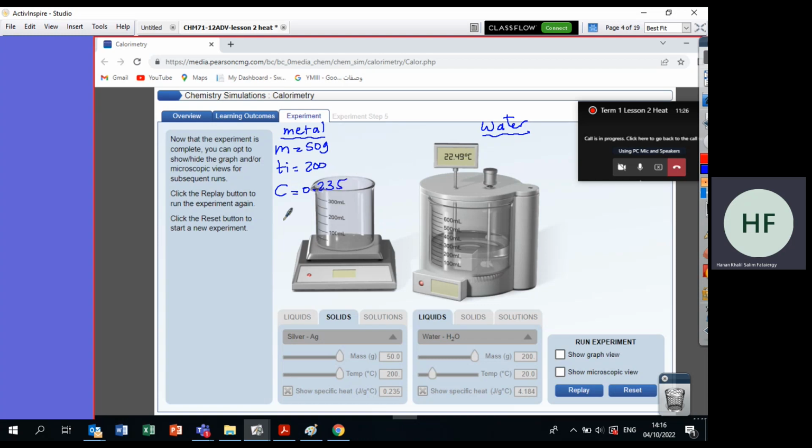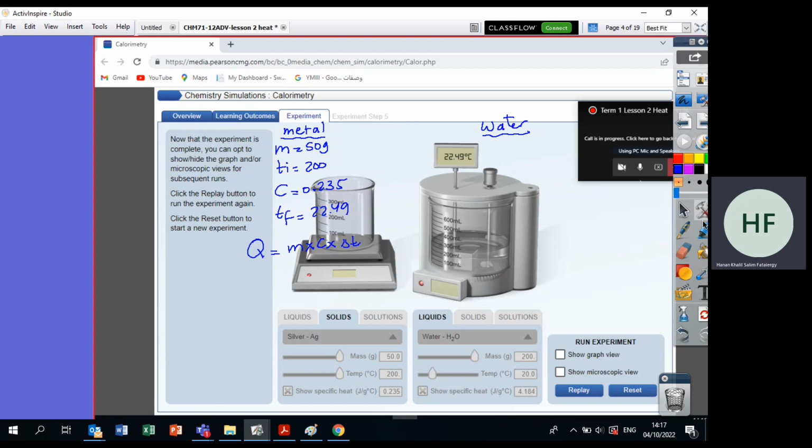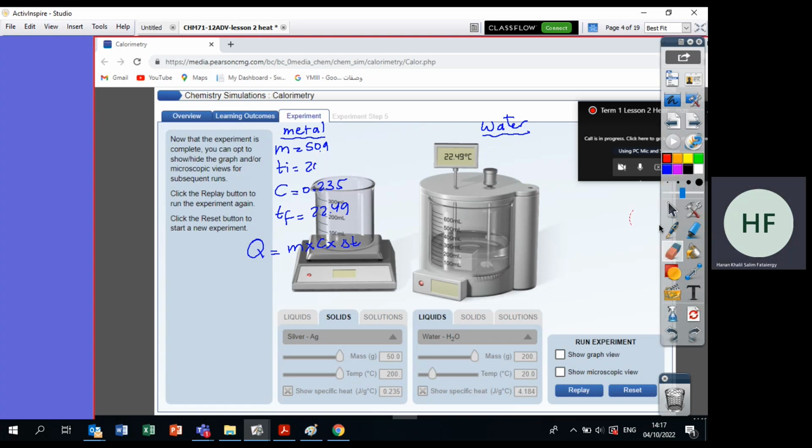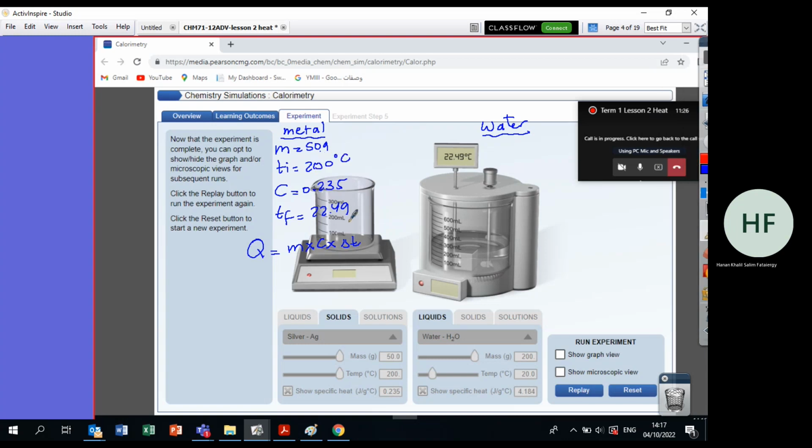Now the final temperature is 22.49. I can use all this data to calculate Q. Q equals M times C times delta T. Okay, M is 50, C is 0.235, and delta T is 22.49 minus 200. This is the way we get delta T.